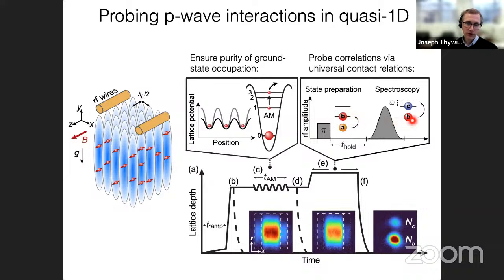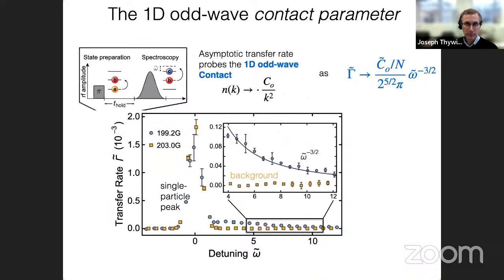We hold that for a certain amount of time and then do a spectroscopic pulse with a second RF spin flip. To count the success of this second spin flip, we do a Stern-Gerlach separation in time of flight and measure the population in this C state relative to the B state. And when we're going to do this spin flip, we're going to try to spin flip not just to the single particle resonance, but as before, spin flip at frequencies where there should be no single particle flips, but there will be some transfer because these are interacting atoms.